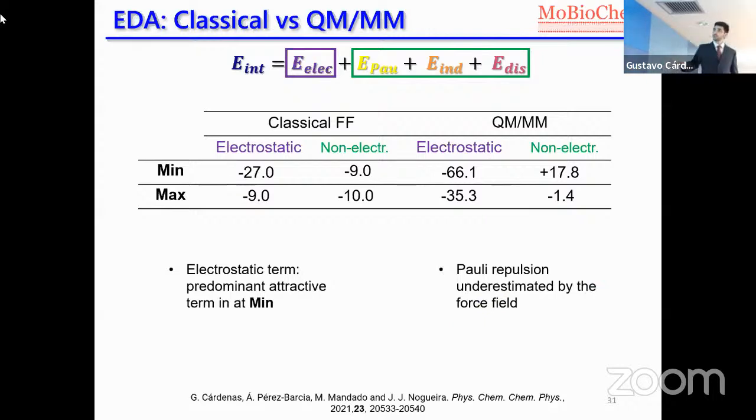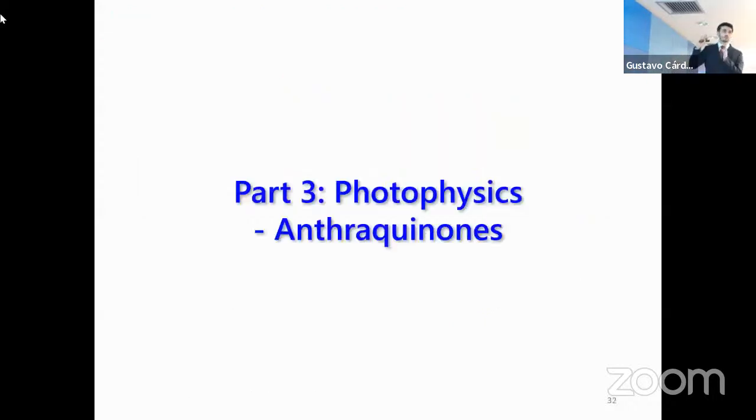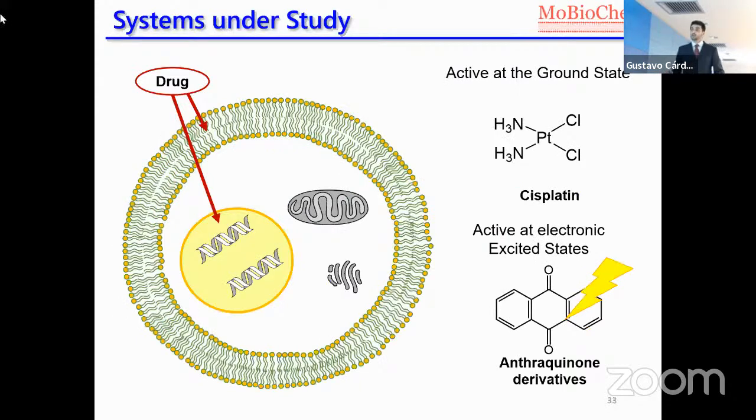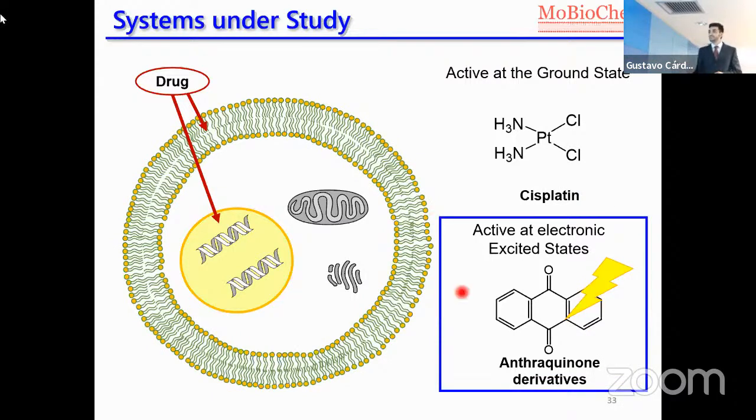Okay, so this was for part two, the study of the cisplatin molecule. Now let's move on to part three, which is the photophysics of anthraquinone and some derivatives in complex biological media. Okay, so I show you again this picture, because why not? And now we are focusing on this part of the overall problems, the study of the anthraquinone derivatives.